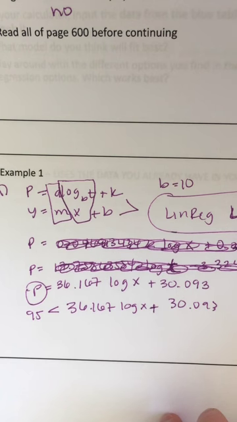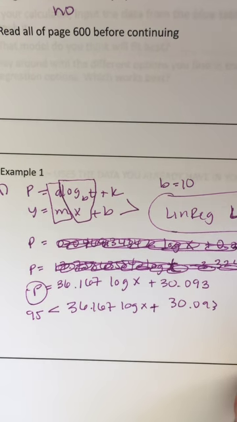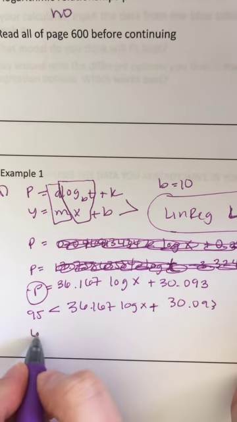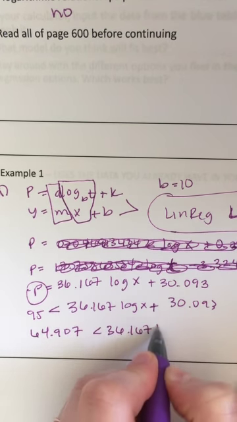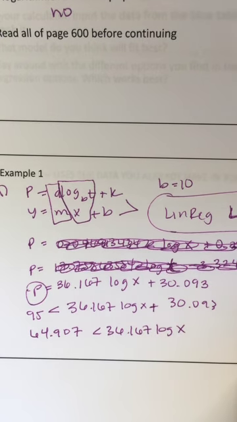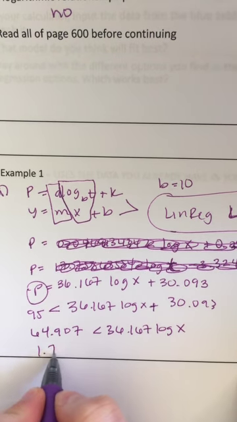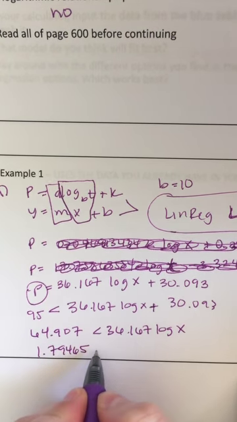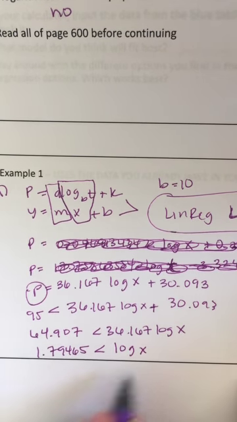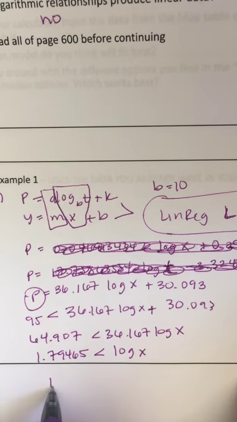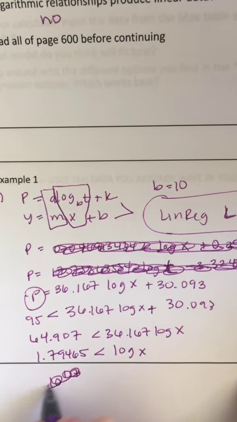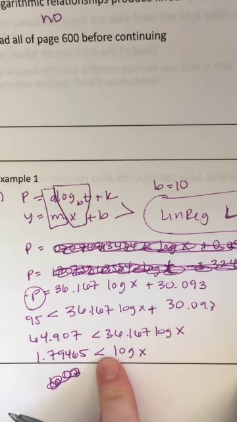And that's going to get me 64.907 less than 36.167 log of x. Divide by that, so divide by 36.167, so I get 1.79465 is less than log of x, which means, and this part's strange because of the less than sign, so I need 10 to the power of 1.79465. We're going to leave this less than alone.